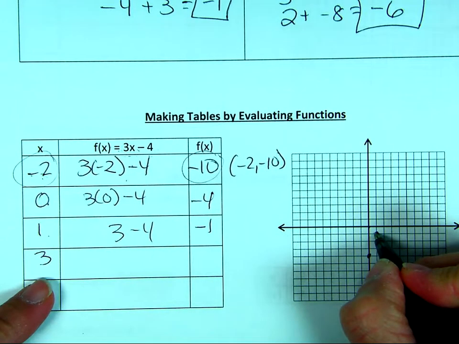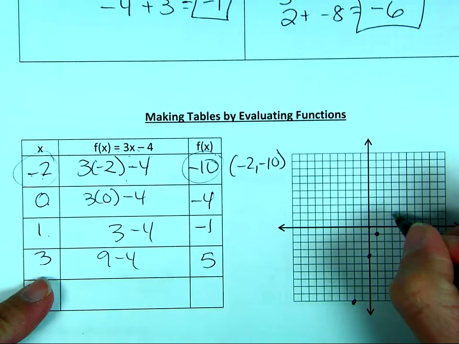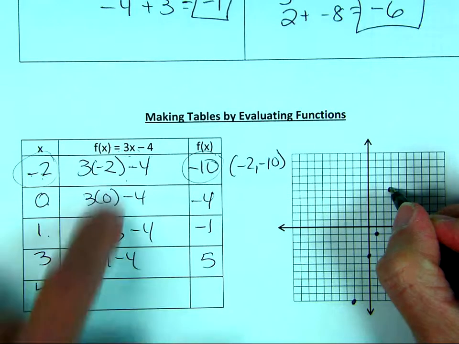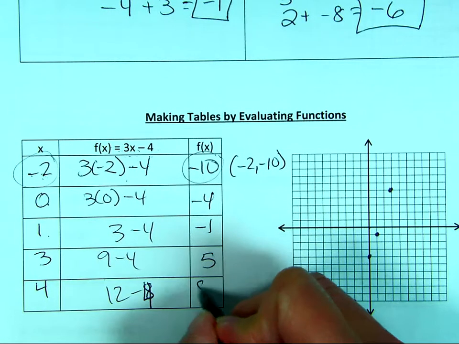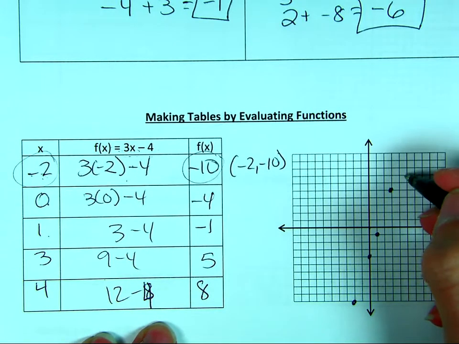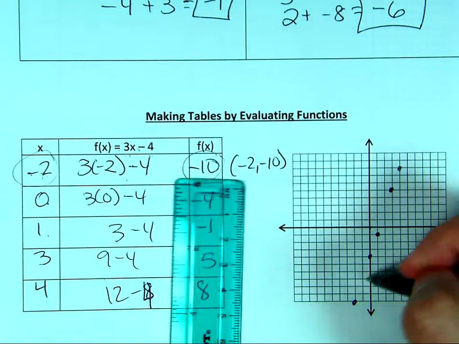If I put a 3 in, I get 9 minus 4, which is 5. So 1, 2, 3, 4, 5. And if I plug a 4 in, I get 12 minus 4, which is 8. And so I would go to 4, 8, and make my little dot. And then I'm going to connect all the dots.